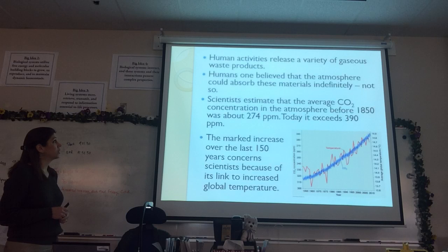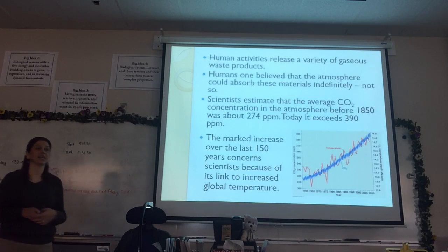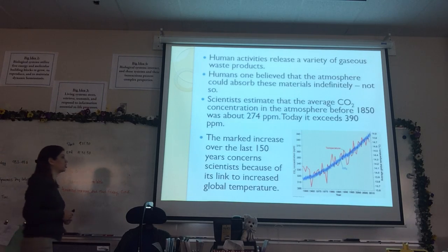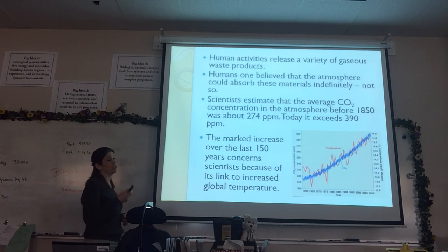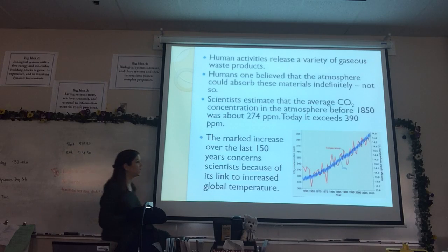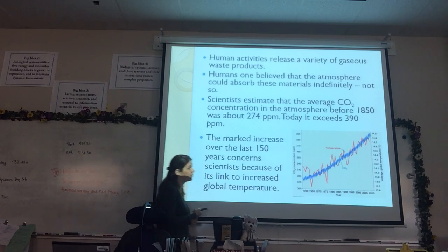Human activities also release a lot of gas waste. Here at CO2, methane is another example of this. We once thought that the atmosphere could absorb all the gas that we could put into it. That's definitely not the case. Scientists estimate that the average CO2 concentration in the atmosphere before 1850, the Industrial Revolution time period, was about 274 parts per million. Today we're actually a little higher than 400 parts per million. That increase concerns scientists because of the link to increased global temperature.